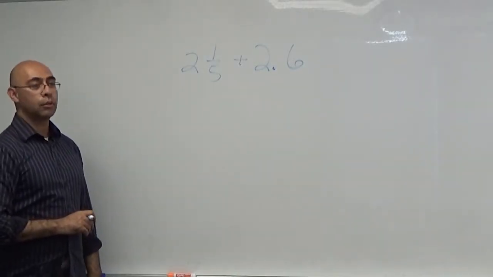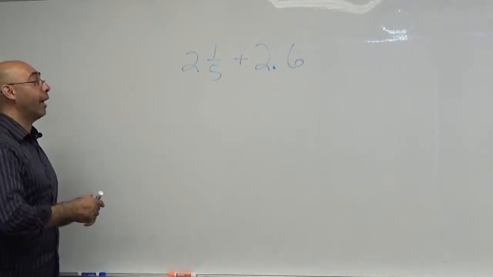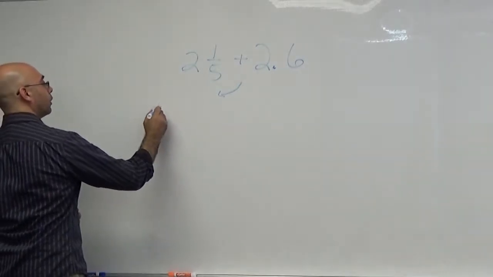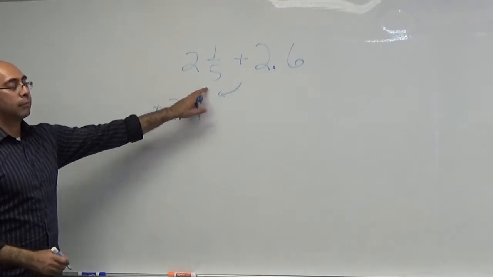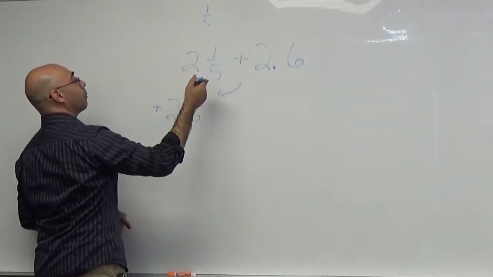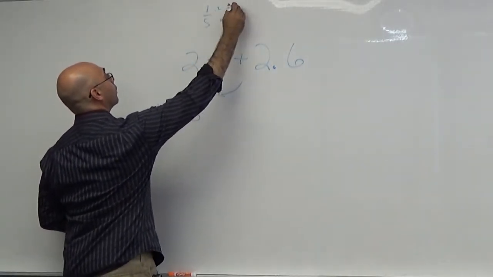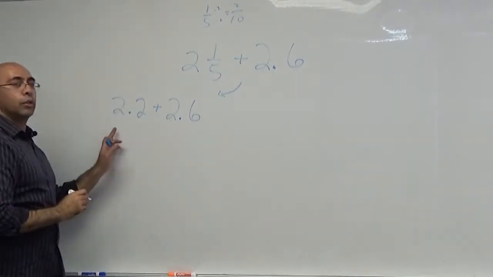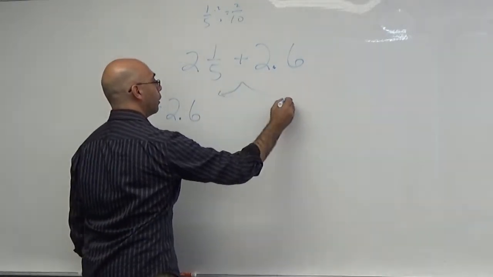What would you do? Decimal. So you're saying turn both of these into decimals. All right, so you can either do this. There's your 2.6. And that means this guy, I'm not sure, so 1/5. Let's make the bottom number into a 10, because I can do that. So this is going to be 2.2. So you can do 2.2 plus 2.6 if you want.